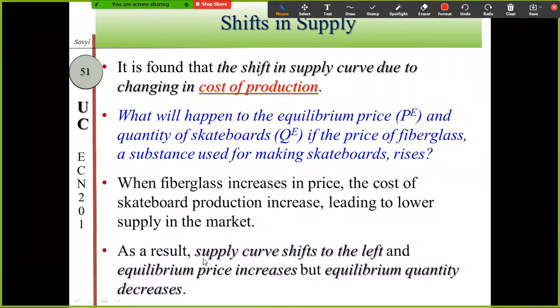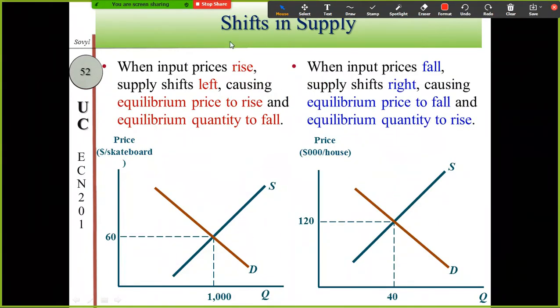As a result, the supply curve shifts to the left hand side and equilibrium price increases but equilibrium quantity decreases. Okay, so this is talking about cost of production. When input prices rise, such as input material, labor cost, capital cost, or maybe technology, the supply curve shifts to the left.